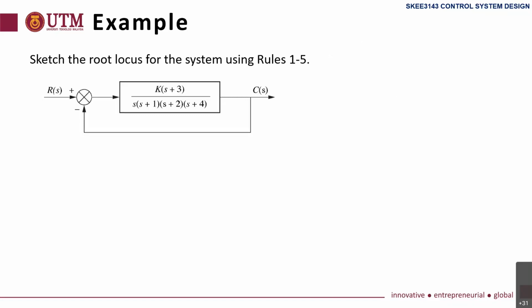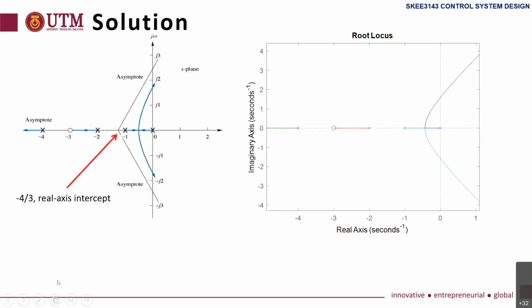In yesterday's class, we stopped here. We will continue with this example. This example is important as it summarizes rule 1 until rule 5. Sketch the root locus for the system using rule number 1 until rule number 5. Okay, let's do it together so that we can improve understanding.